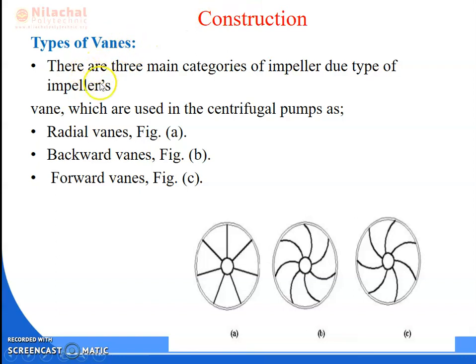What is a vane? What are the types of vane? There are three main categories of impeller according to vane type. What are the types used in a centrifugal pump? The vanes are radial vane, backward vane and forward vane. See, figure 1 is the radial vane, figure 2 is the backward vane, and this is the forward vane. Basically, we will utilize the backward vane.